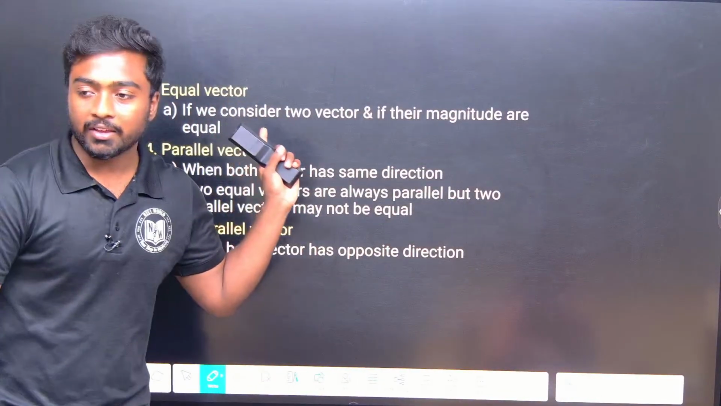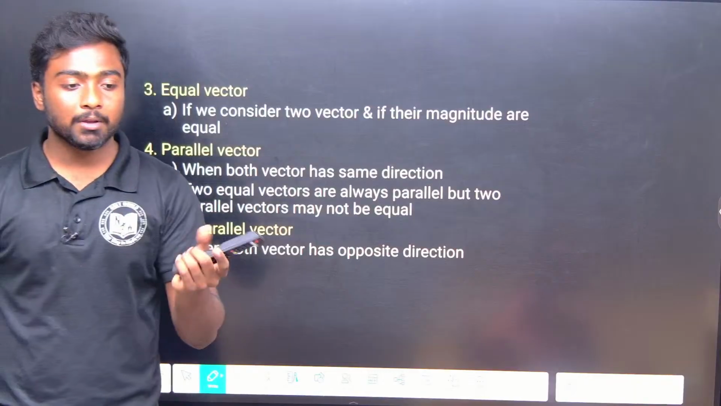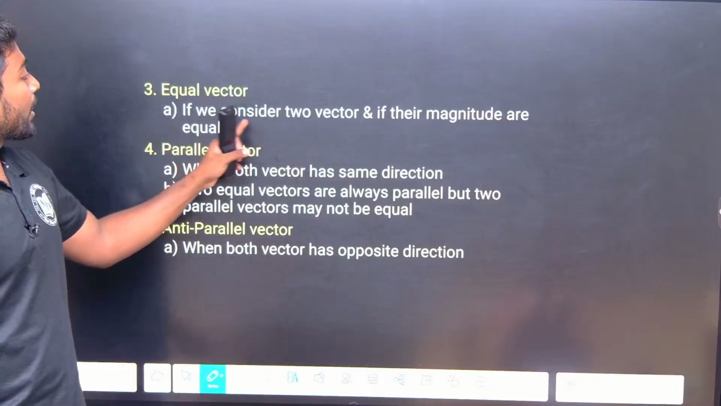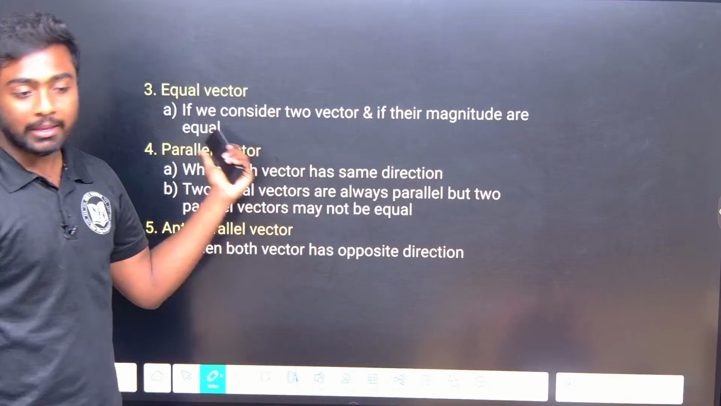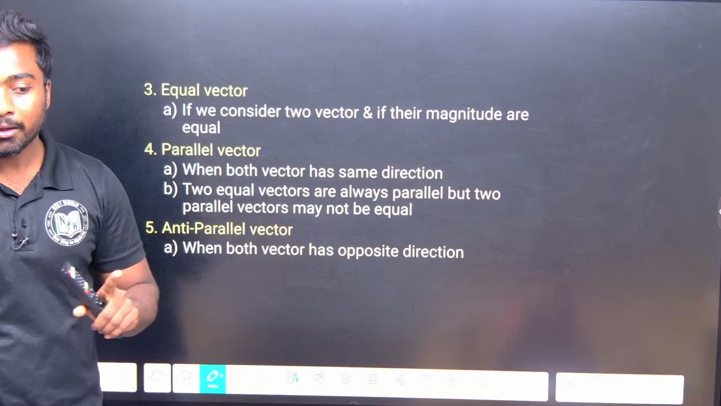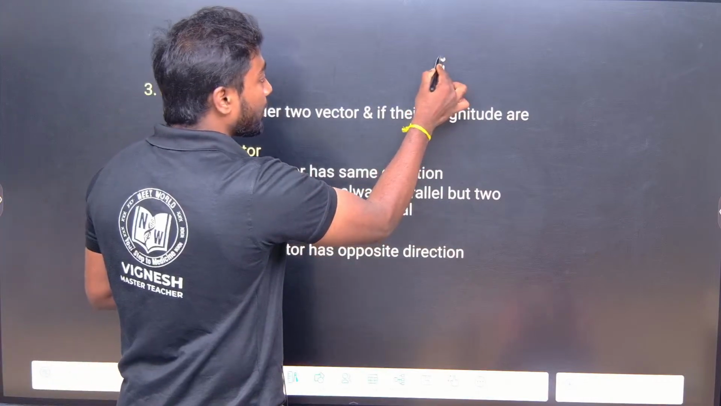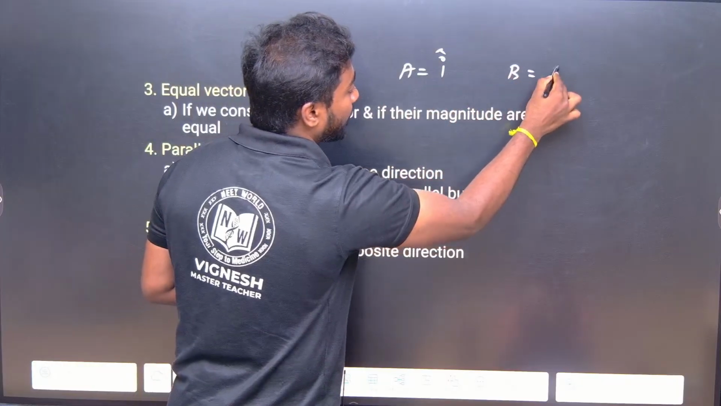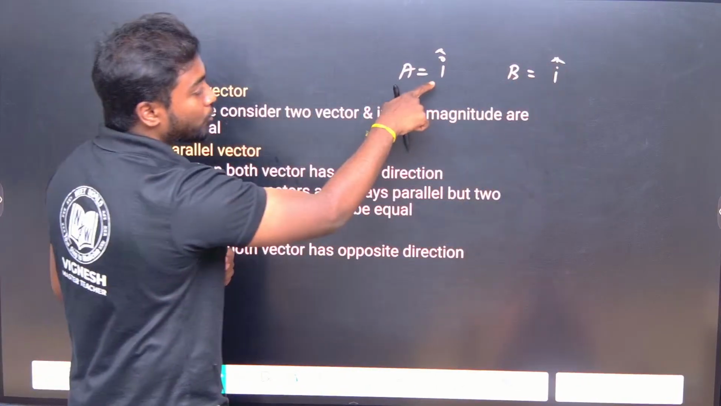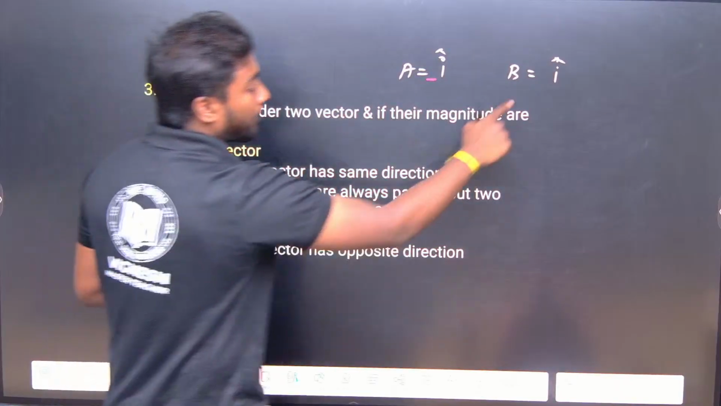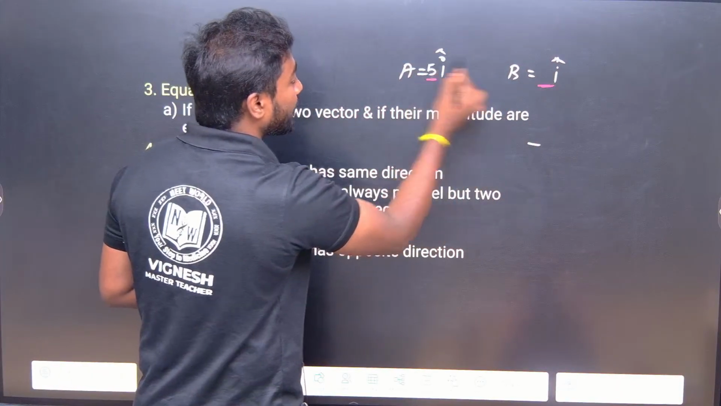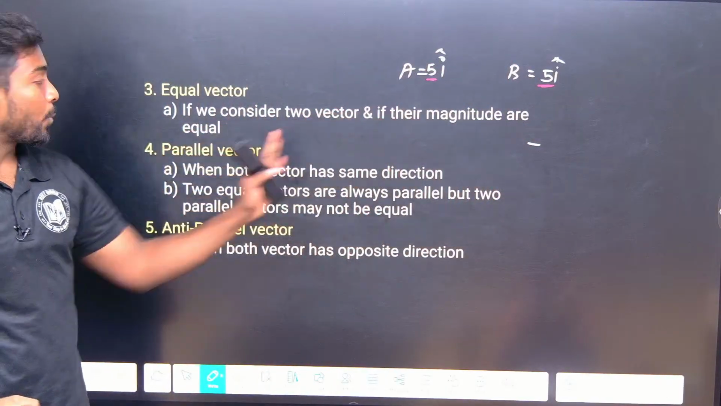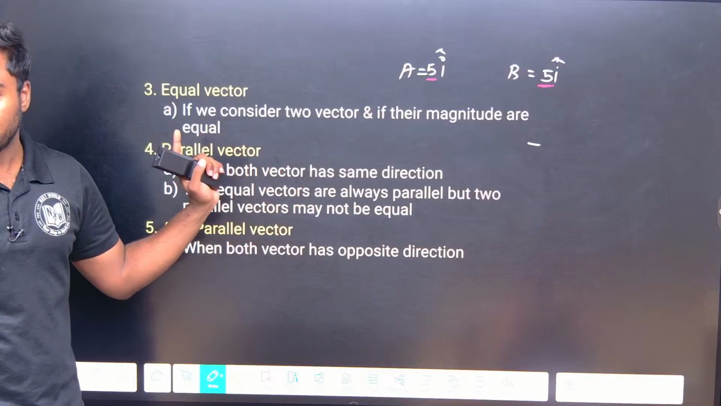So equal vector. The name itself says equal vector means same. If I take A and B, both are equal. If we consider two vectors and their magnitudes are equal, suppose A is equal to some i cap, B is equal to some i cap. Magnitude means the numbers should be the same. If I write the number 5, this also should be 5. So 5i, 5i. Equal magnitude means equal vector.